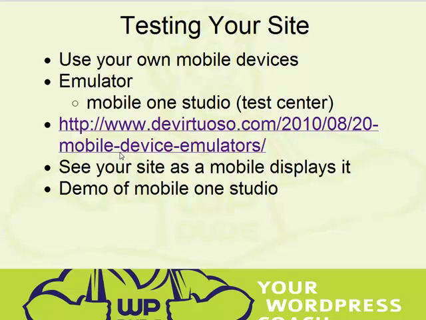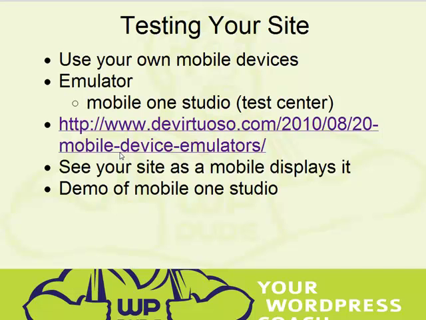How do you test your site? You probably own one or possibly two mobile devices you can test your site on, but it's very unlikely that you own a suite of mobile devices you can test your site against. So what we're going to do is use something called an emulator, and in particular we're going to use this Mobile One Studio. It's a desktop application, and it emulates the activity of a mobile device. You'll see in a moment when I give you the demonstration exactly what it does.